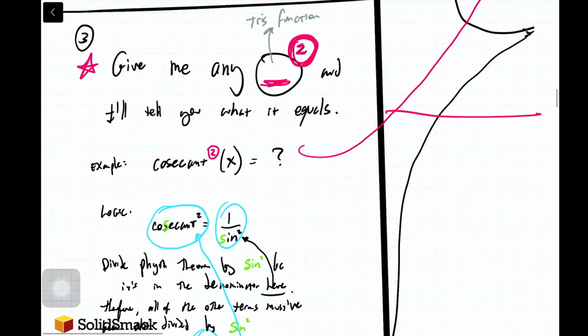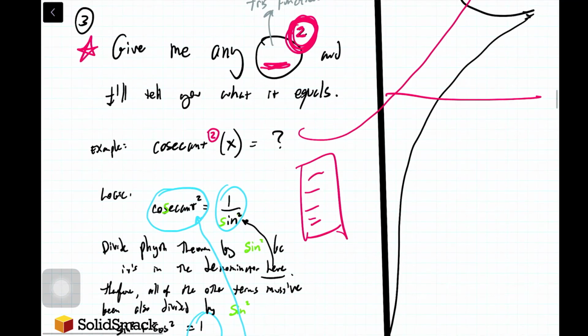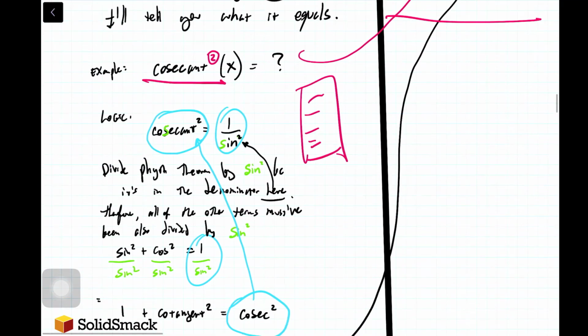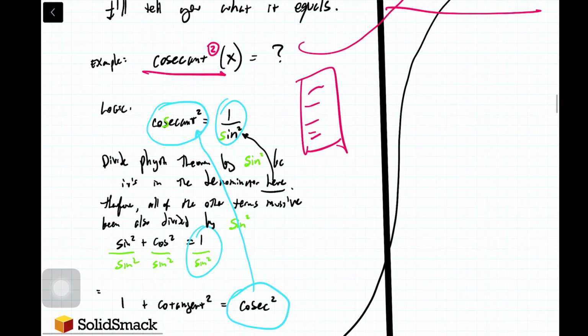So let's say that you have, I'm going to teach you a trick that if you give me any trig function that's squared, I'll tell you what it equals. And I'm not going to need a sheet of paper with like 30 expressions or 12 of them to tell you. This is my logic behind it. So you give me cosecant squared. My name is Rafael. You're like, Rafael, what does that equal? Tell me the expression. Well, my logic is, I know that cosecant is 1 divided by sine.